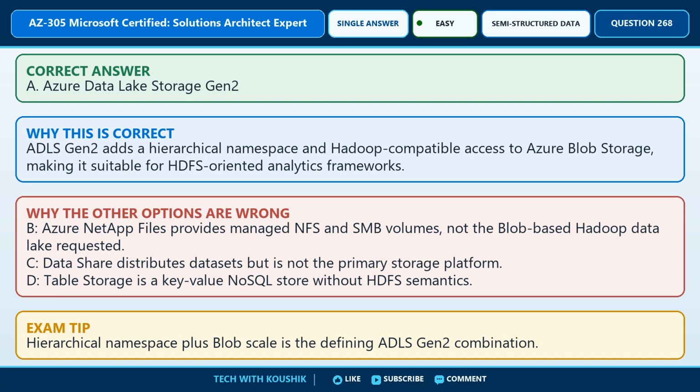Azure NetApp Files provides managed NFS and SMB volumes, not the blob-based Hadoop data lake requested. C. DataShare distributes datasets, but is not the primary storage platform. D. Table storage is a key-value NoSQL store without HDFS semantics. Remember this distinction for the exam. Hierarchical namespace plus blob scale is the defining ADLS Generation 2 combination.